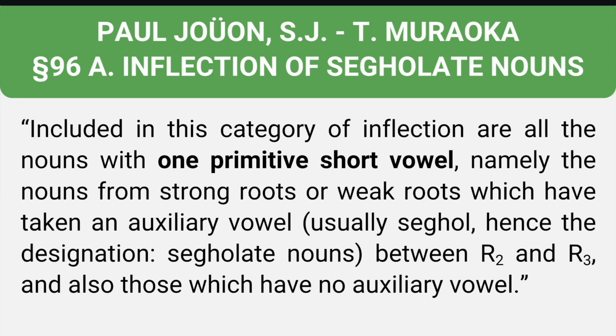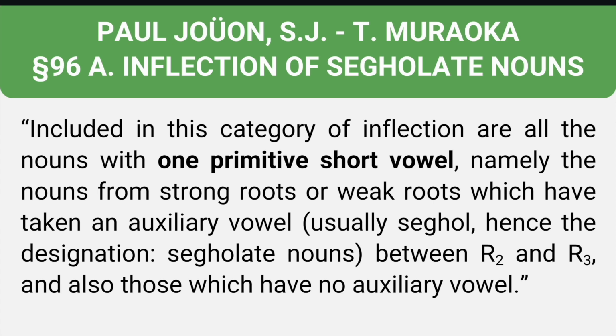So we said in the last video that Joüon-Muraoka's definition of segholates is as follows. Included in this category of inflection are all the nouns with one primitive short vowel, one historically short vowel, one might say, namely the nouns from strong roots or weak roots which have taken an auxiliary vowel, a helping vowel, and this is usually segol, and that auxiliary vowel will fall between the second and third root consonants or radicals. But included in this category also are those which have no auxiliary vowel.